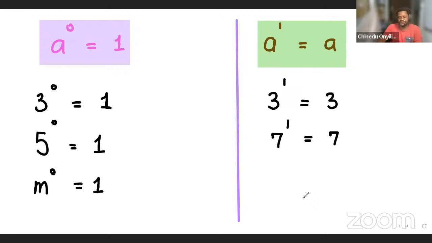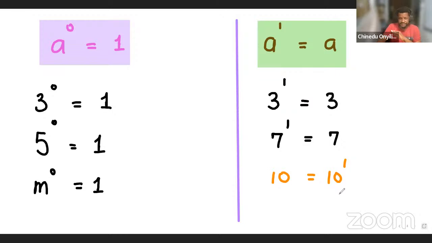You could even reverse it the other way around. If you see something like 10, that is the same thing as 10 to the power of 1. It's basically the same thing. So these are the differences between these two laws. The rules for indices are quite easy.